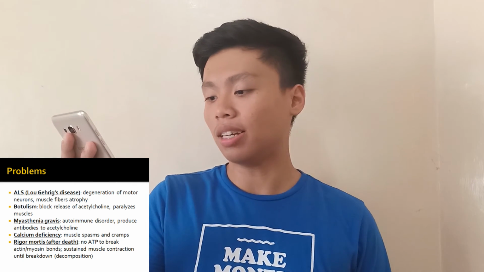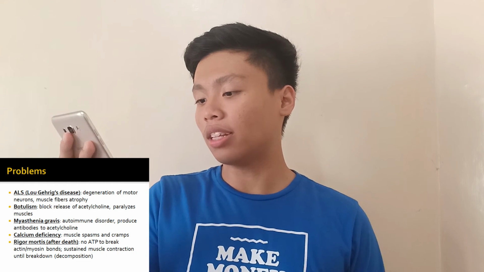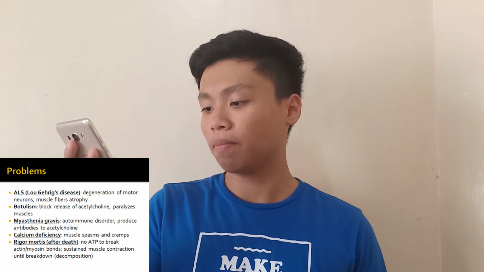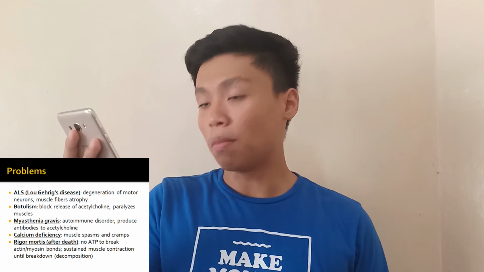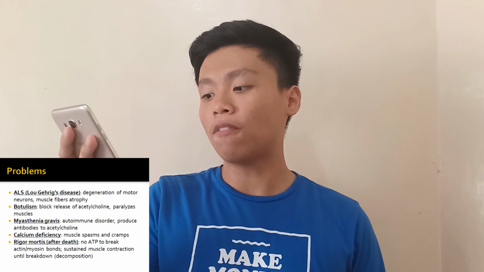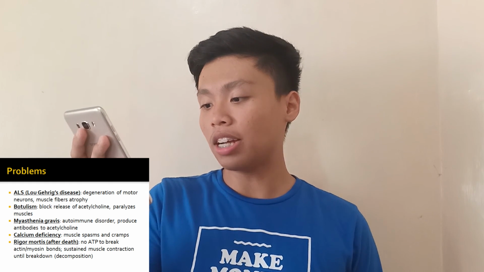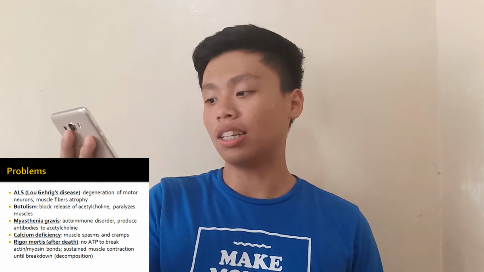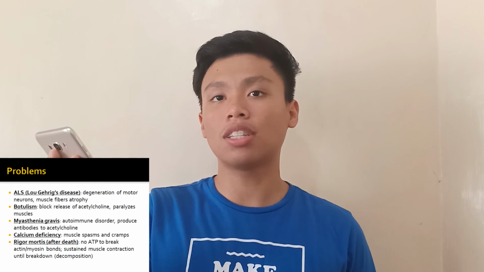Calcium deficiency, a low blood level of calcium, can make the nervous system highly irritable, causing spasms of the hands and feet, muscle cramps, abdominal cramps, overly active reflexes, and so on. In rigor mortis, there is no ATP to break actin-myosin bonds, resulting in sustained muscle contractions until breakdown.